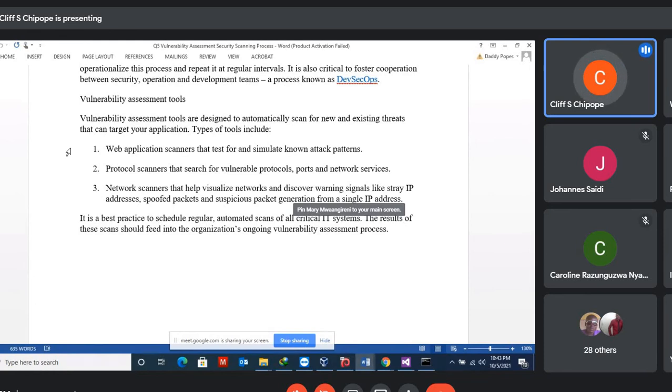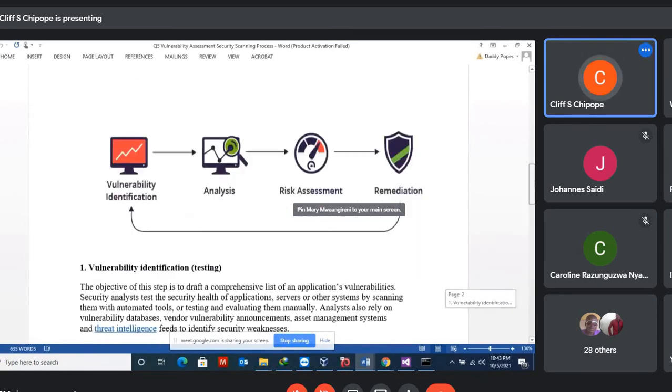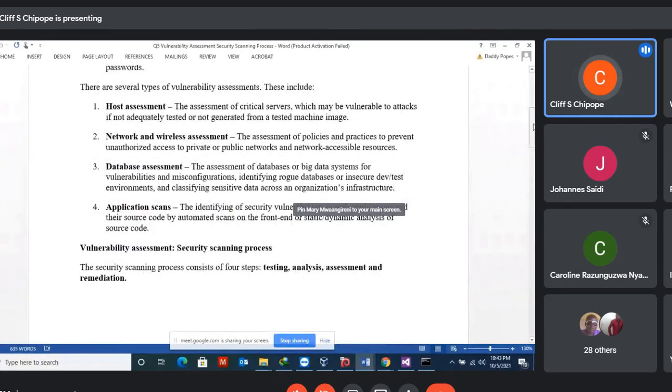It is a best practice to schedule regular automated scans of all critical IT systems. The results of these scans should feed into the organization's ongoing vulnerability assessment process. So that's basically the vulnerability assessment and security scanning process.